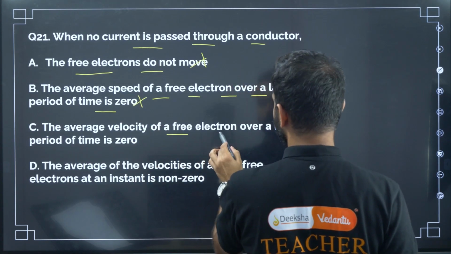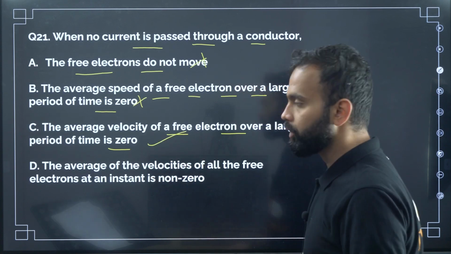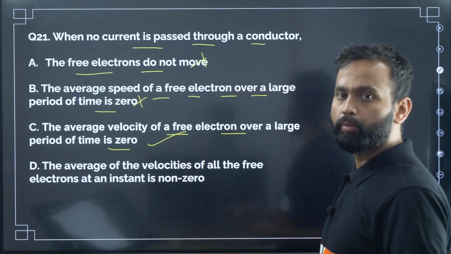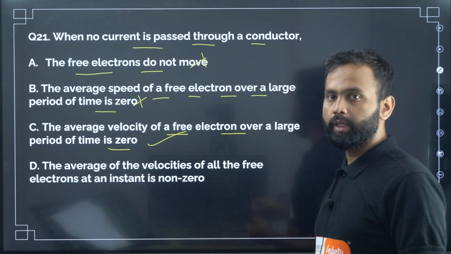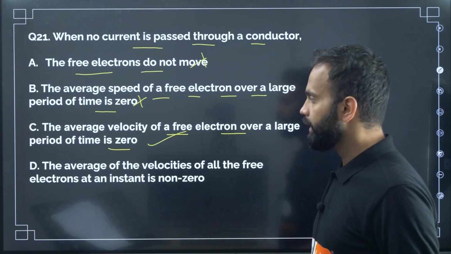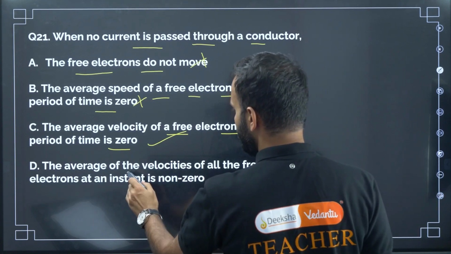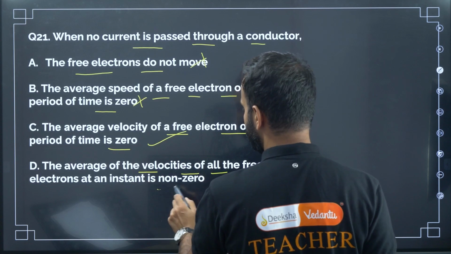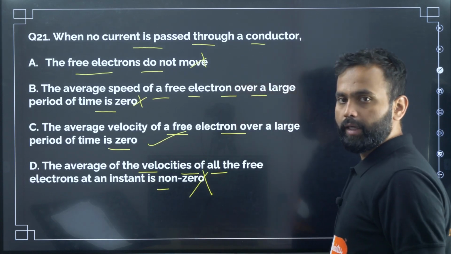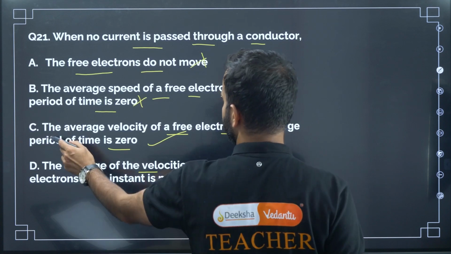Option C, the average velocity of a free electron over a large period of time is 0. This is correct. Average velocity is 0 because electrons are moving in random directions, so the velocities will cancel out. Option D, the average velocity of all the free electrons at an instant is non-zero. This one is wrong. At an instant it is also 0. Yes, the correct option is C.